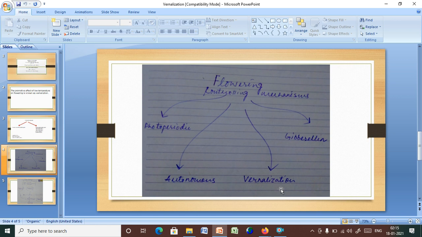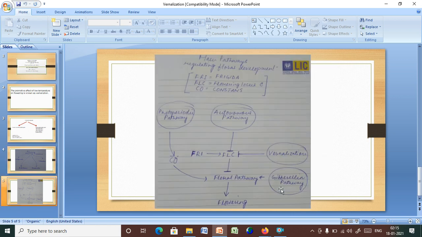Again, alternatively, the autonomous pathway, we encountered this, can sense the plant's age and temperature quality. It has been established that FLC expression is promoted by the gene FRIGIDA or FRI. This gene encodes the activator of FLC. And this FLC is the most crucial element which suppresses floral development. And all these pathways try to express themselves by suppressing this FLC.